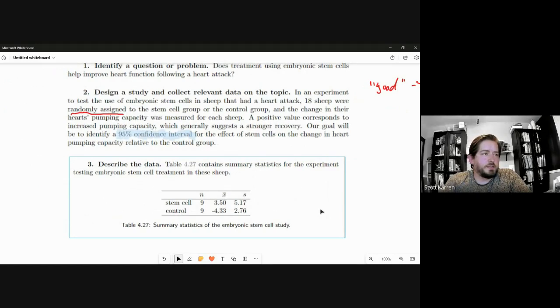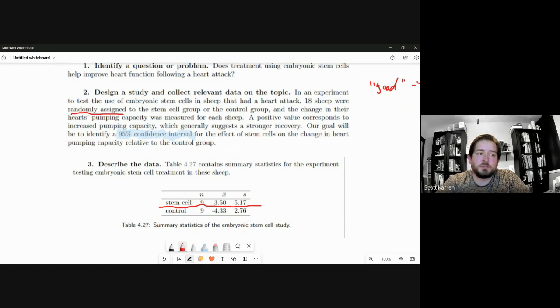Our data contains the summary statistics for the experiment. They've run all these numbers for us. Very nice of them. That's cut into the 9 sheep that received stem cell treatment and the control group, those that did not receive stem cell treatment. And so the number in each one is 9. The mean of each one is given: 3.50 and negative 4.33.